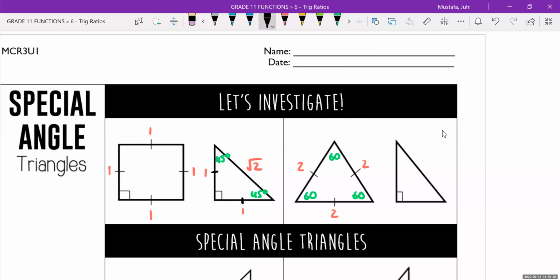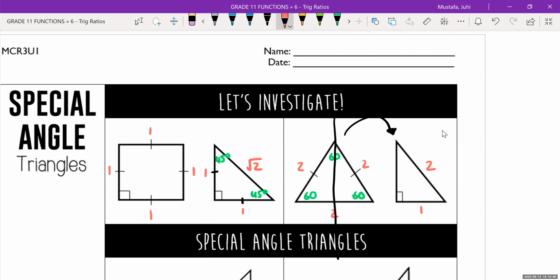Now, let's say I'm taking this triangle and I'm splitting it down the middle to get this triangle over here. So it's kind of the half of an equilateral triangle. So what are my measurements going to be? Well, this is going to be 2 units. What's the base going to be? If I started off with 2 units, I split it into half, it's going to be 1.